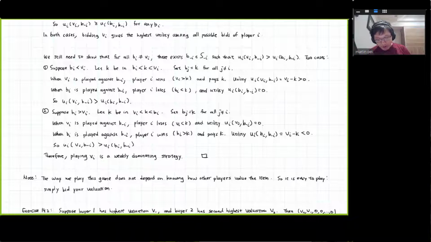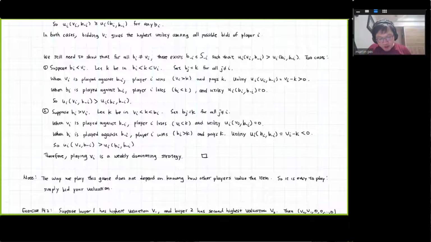All right. So the first part is, suppose that our bid is actually lower than our valuation. So BI is strictly less than VI. And the situation we're manufacturing is, let's look at the range between BI and VI and pick some number that is strictly between them. We call it K. And the situation we are making is that all the other players will bid K.